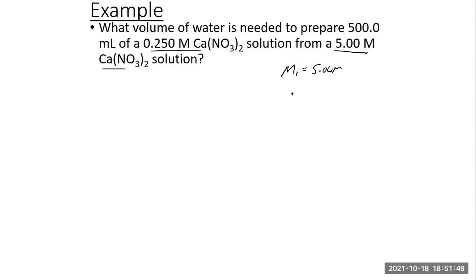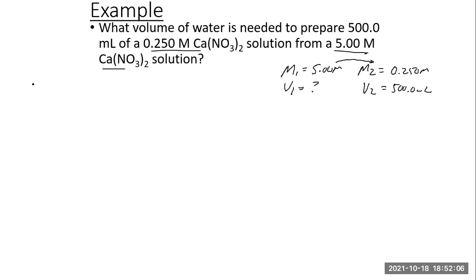We don't really have a volume that goes with it. We do know that what we're trying to make is a 0.25 molar solution. Again, lower the concentration, more dilute. And the volume that goes with what we're trying to make is 500 milliliters.